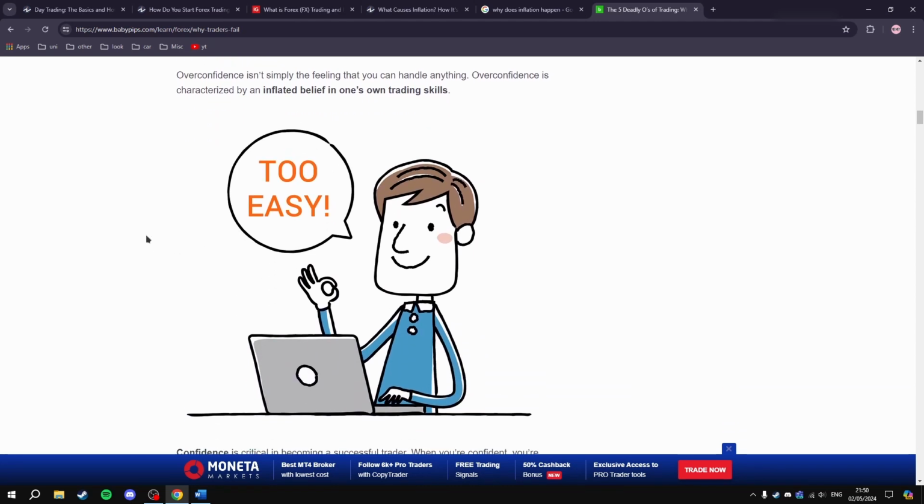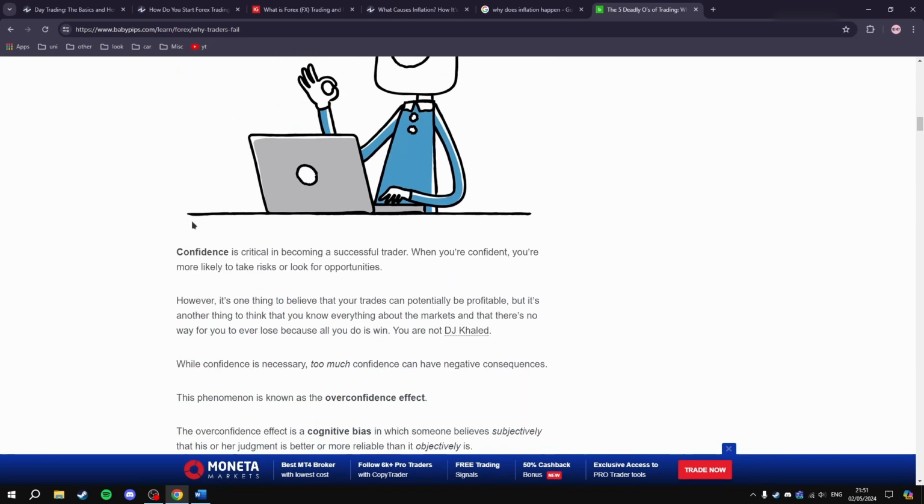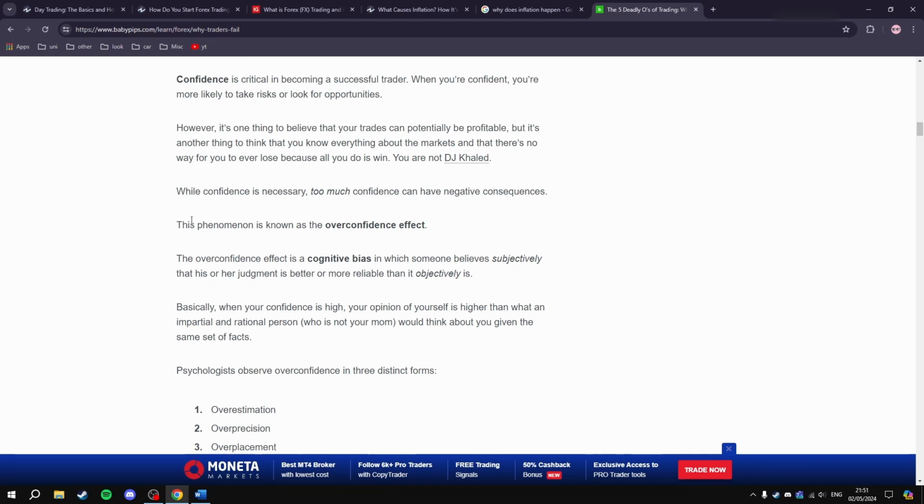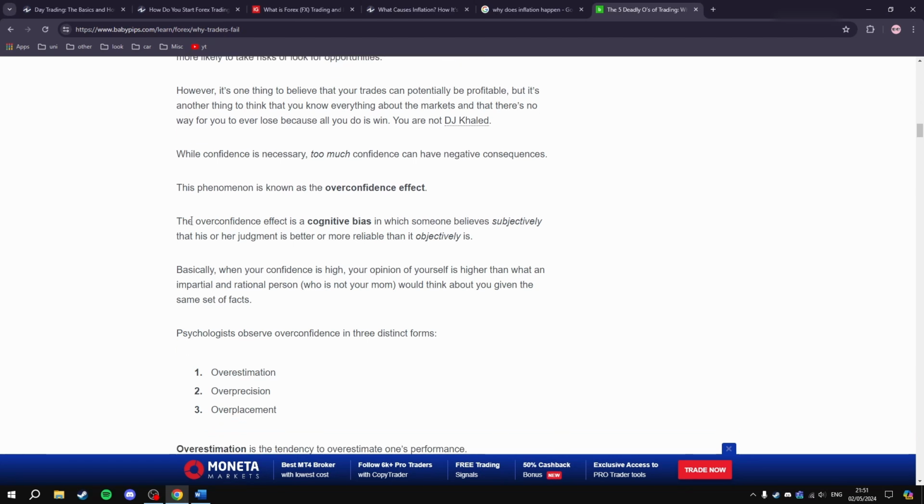Overconfidence. Overconfidence isn't simply the feeling that you can handle anything. Overconfidence is characterized by an inflated belief in one's own trading skills. Too easy. Confidence is critical in becoming a successful trader. When you're confident, you're more likely to take risks or look for opportunities. However, it's one thing to believe that your trades can potentially be profitable, but it's another thing to think that you know everything about the markets and there is no way for you to ever lose because all you do is win. You are not DJ Khaled.